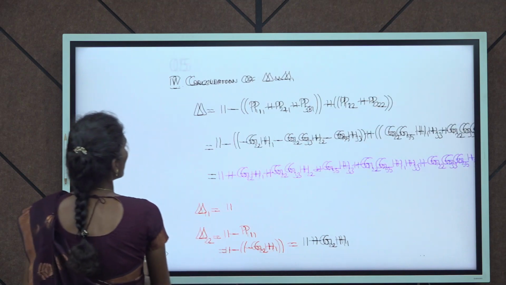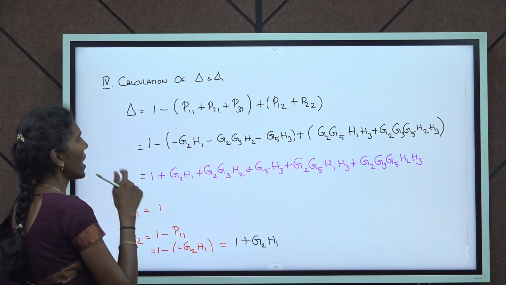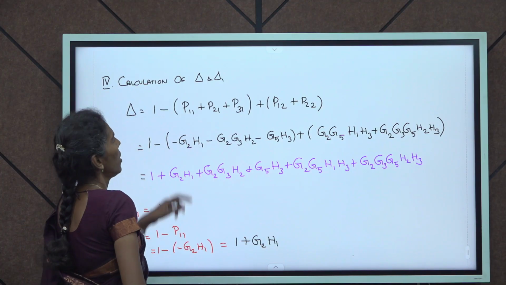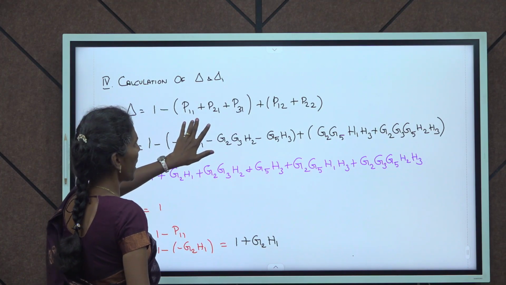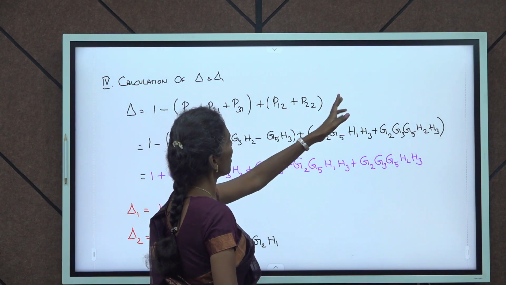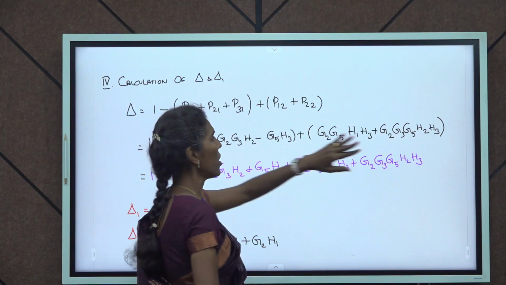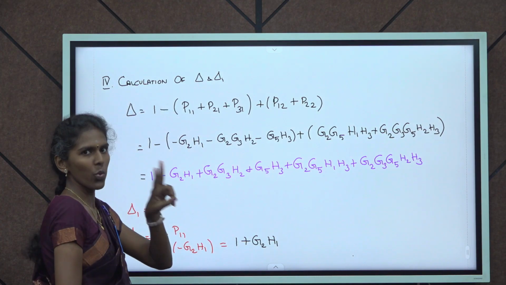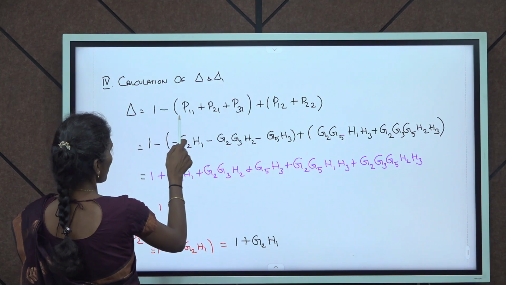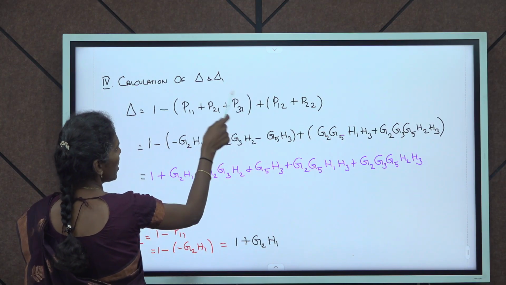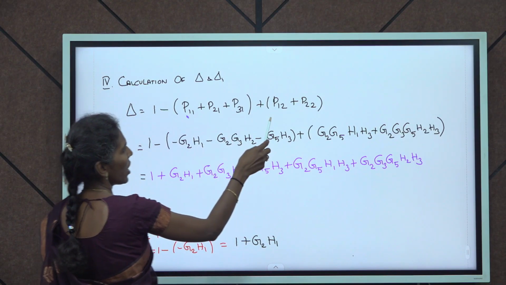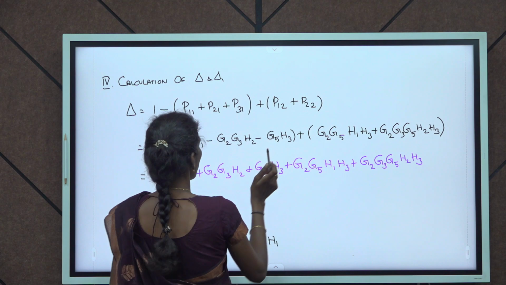Fourth step is we need to find out the del as well as the del I. The del is given by 1 minus the sum of individual loop gains plus the sum of 2 non-touching loop gains minus the sum of 3 non-touching loop gains, and then it goes on. In this problem we have only 2 non-touching loops. For this case we have to rewrite the given expression as 1 minus the individual loop gains, of which we have obtained 3, so P11, P21, P31, and the 2 non-touching loops P12 and then P22.